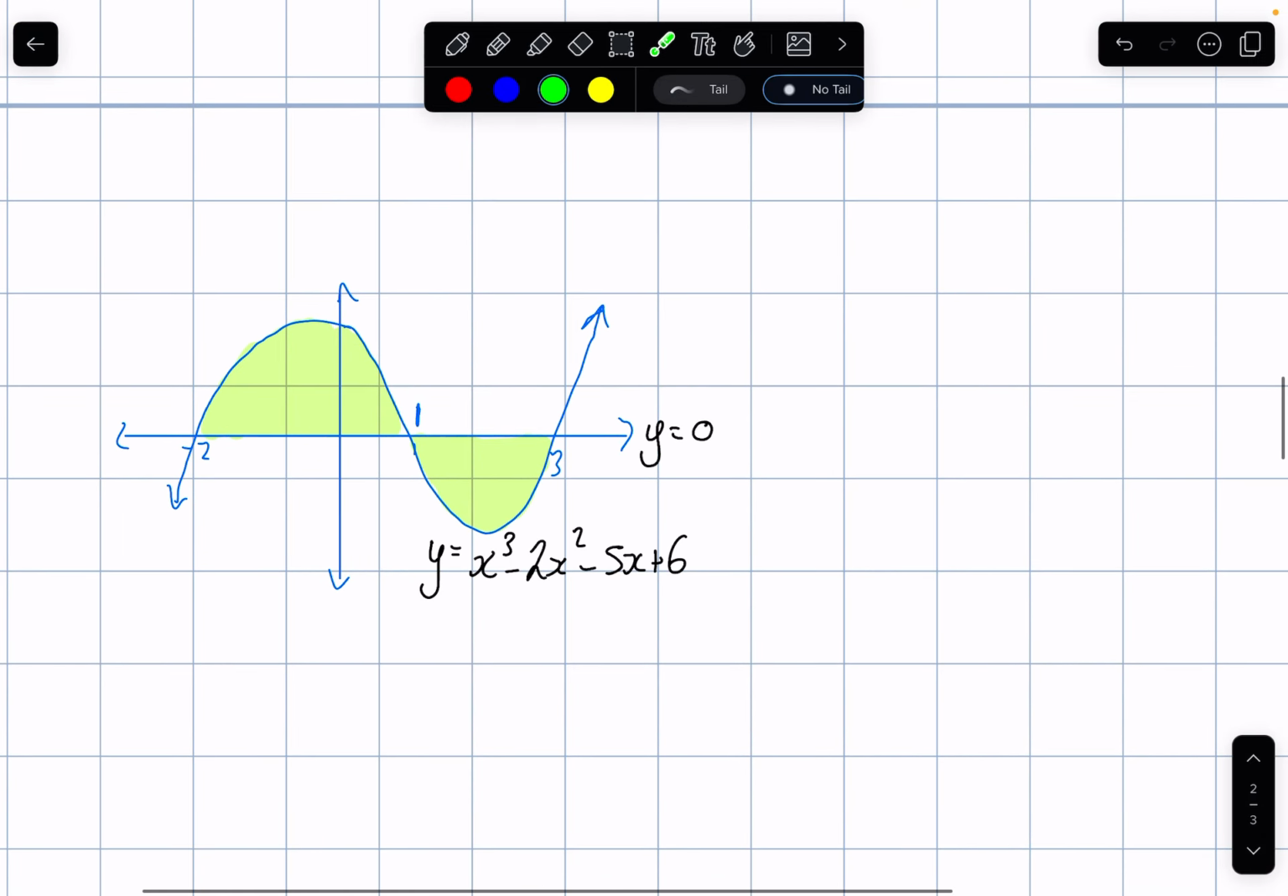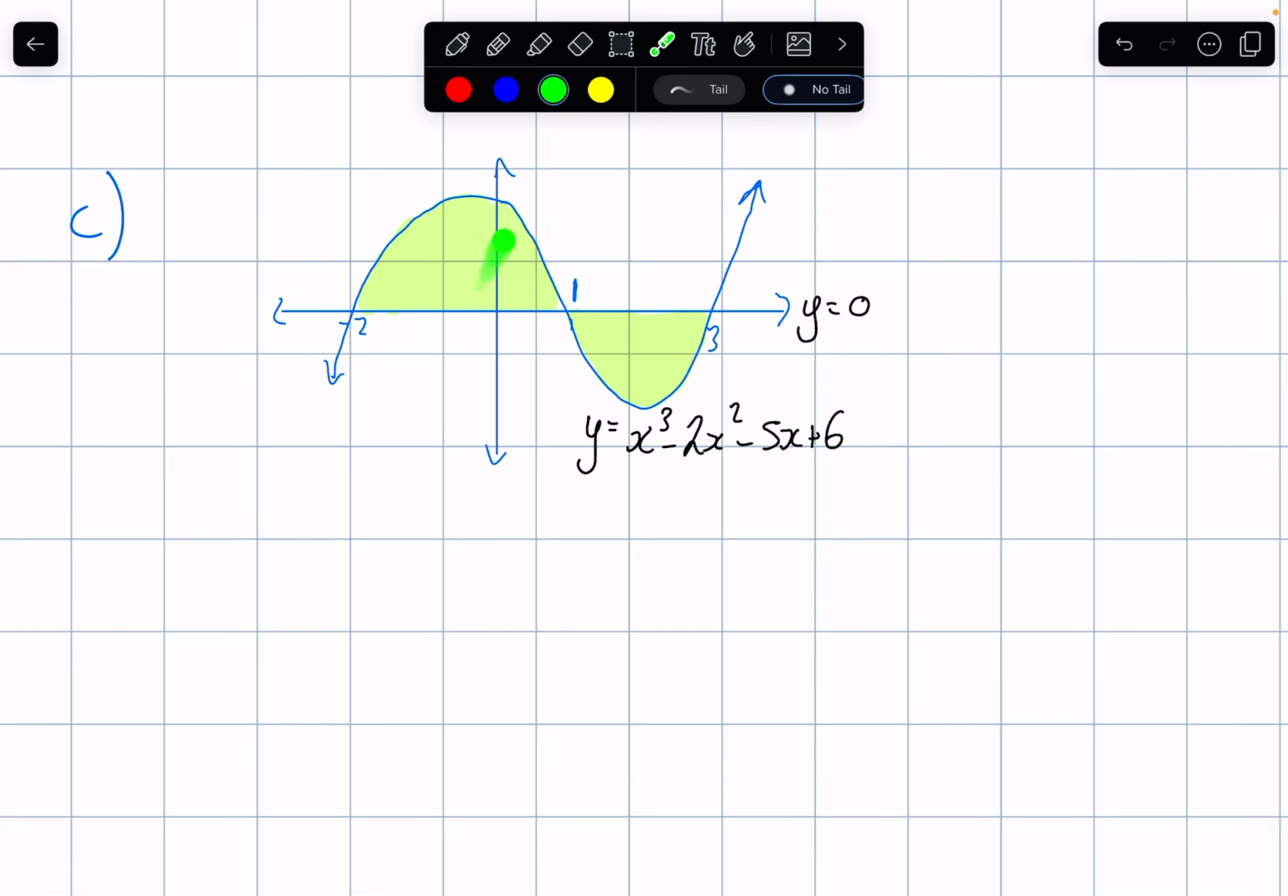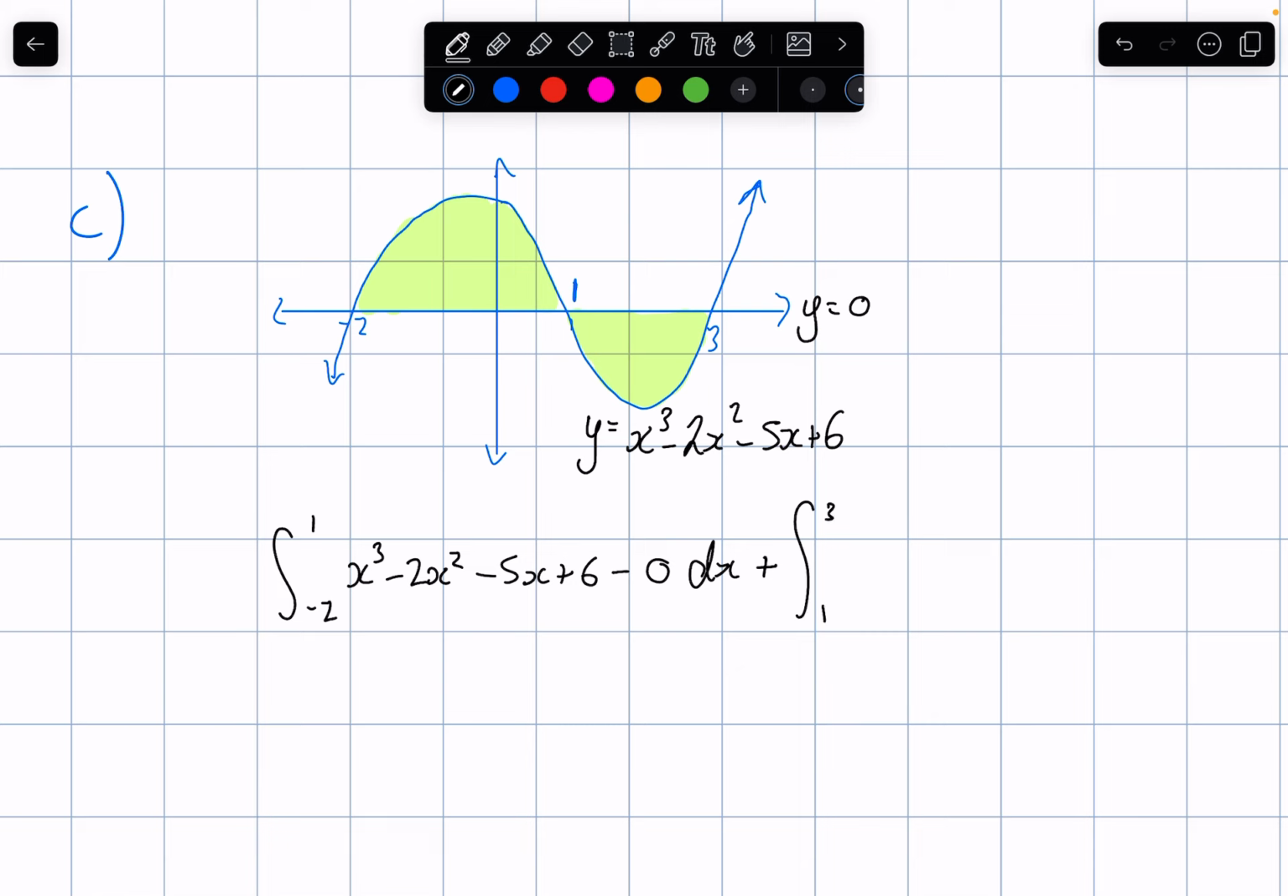All right, one more example, and we can see that here the area swaps over. So I've got some area above the x-axis and some below. So when you see this, you actually have to split up the integral into two sections. So negative 2 to 1, and we use our upper function, which is my cubic here. So x cubed take 2x squared, take 5x plus 6, and I subtract 0 because that is the below function. So that there is just a normal integral. But then I add on the integral from 1 to 3 of 0 minus a cubic.